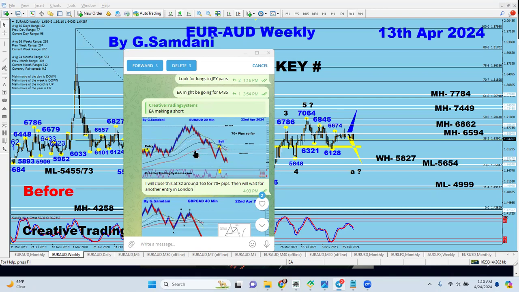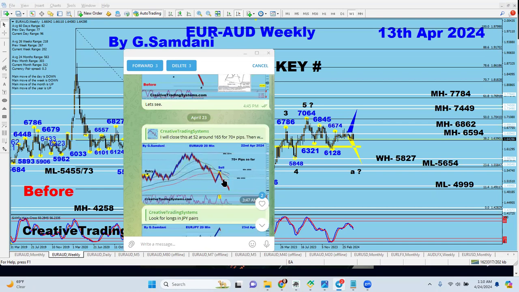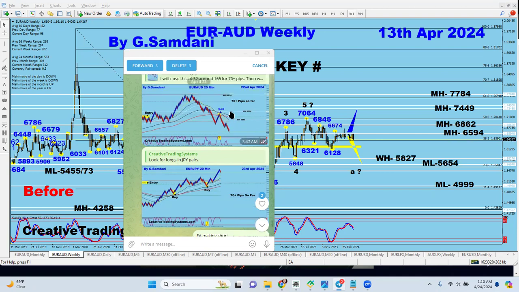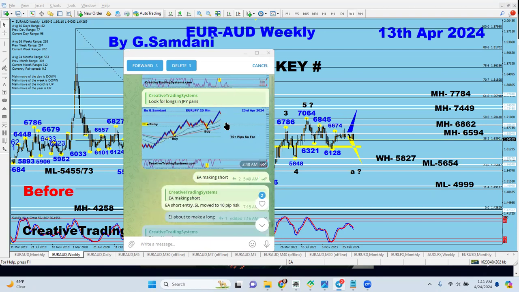So what happened to this chart? It came down and hit a little bit more to the downside, and it hit the target at 70 pip. So I closed this one. And I also posted that it's time to look for longs in yen pairs. We will take a look at those yen pairs later. But this hit the target, and I was supposed to wait for another entry in the London session next day.